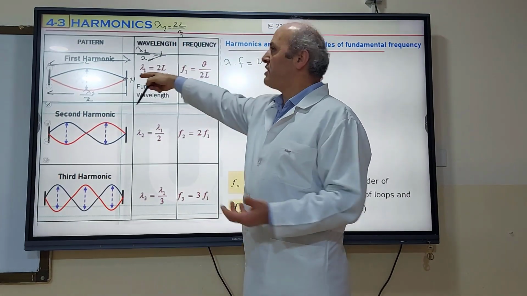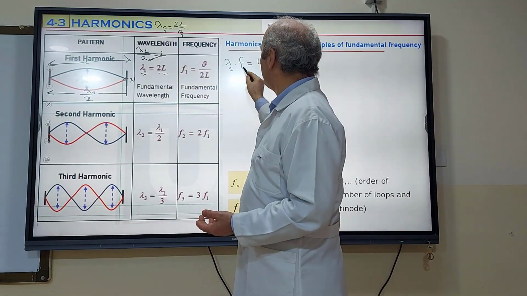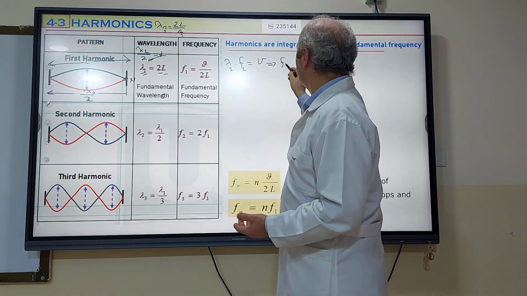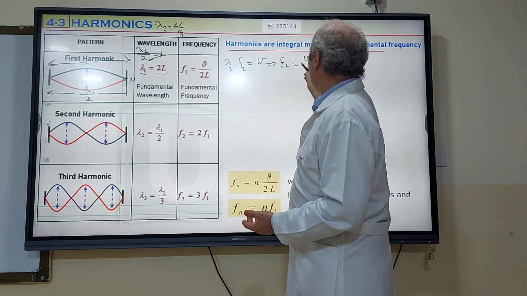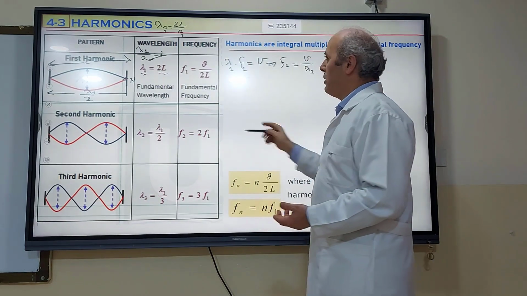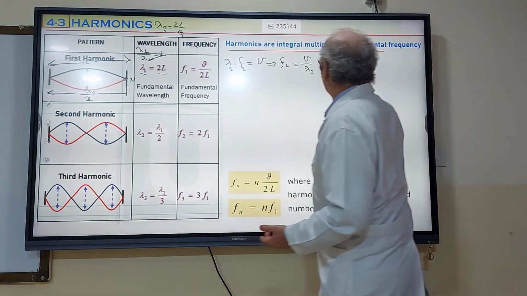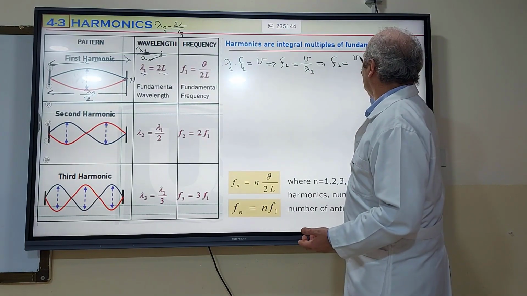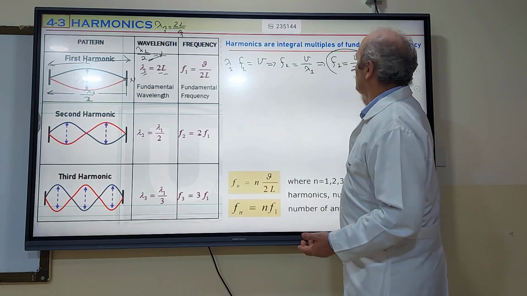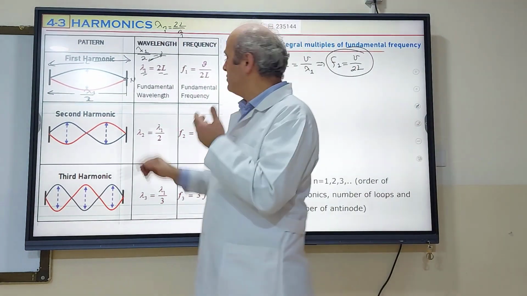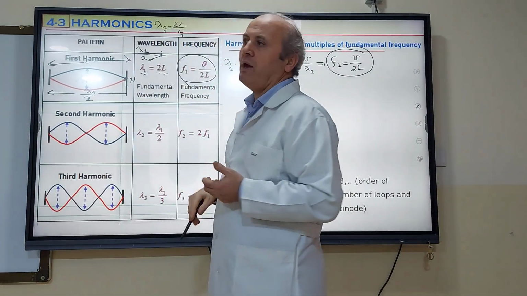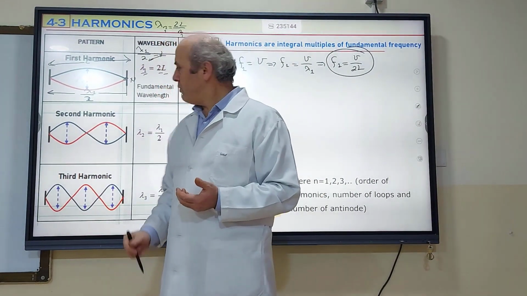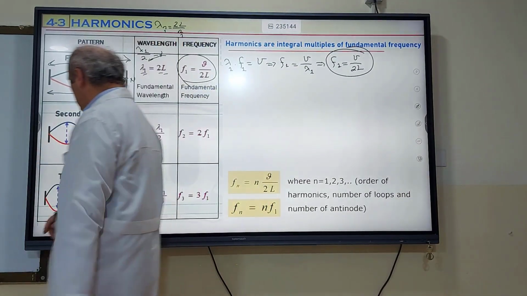So then for the first harmonic, lambda 1 times f1 is equal to v. Then write this equation for frequency: f1 is v divided by lambda 1. How much is lambda 1? Then we got the equation. We got the equation of the first harmonic's frequency, v divided by 2L, which is also known as the fundamental frequency. Yes, the fundamental frequency is going to be v divided by 2L. Then next harmonic. Okay, I can continue.